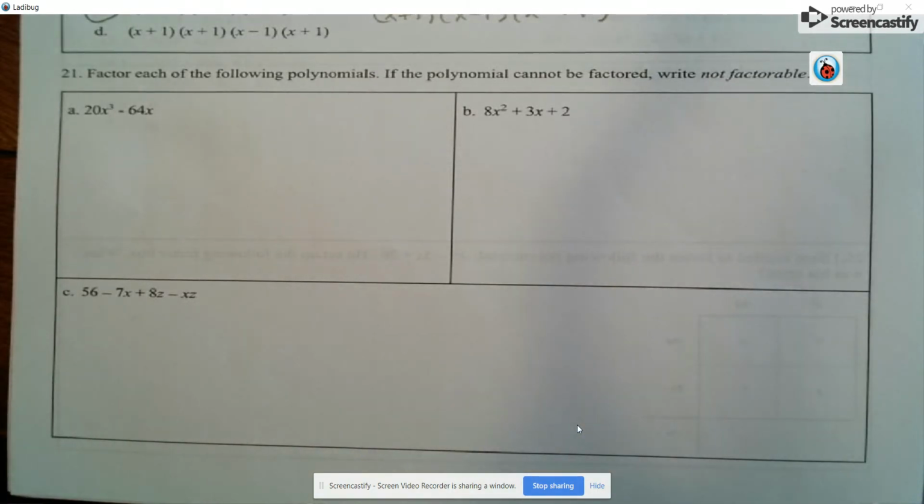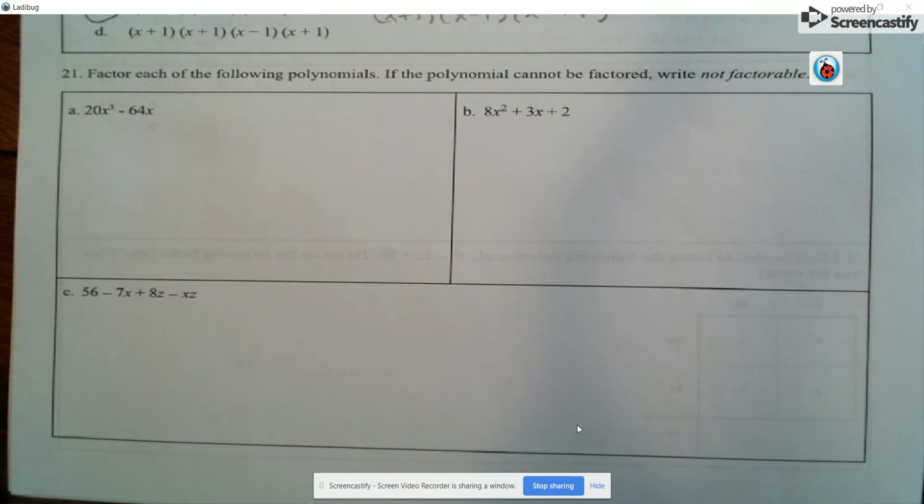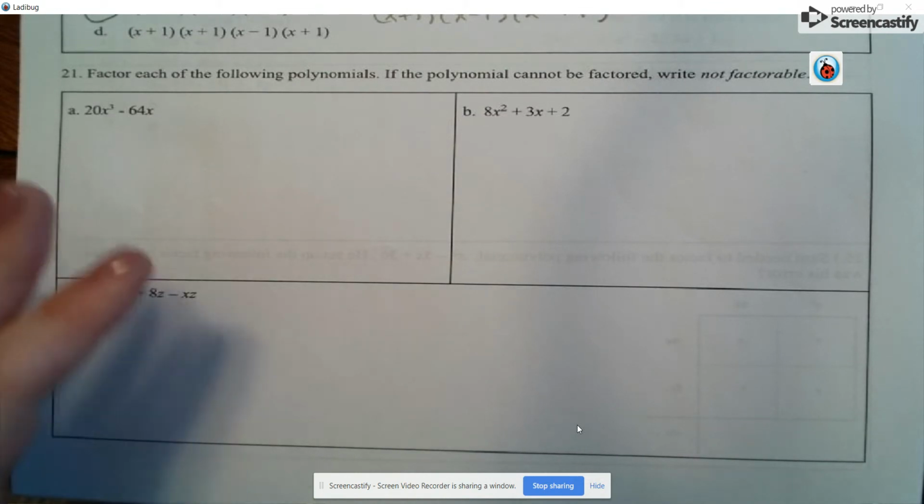We're going to try number 21, A, B, and C in this video. And they're just asking us to factor them. And if it can't be factored, write not factorable. So nothing new here, okay?